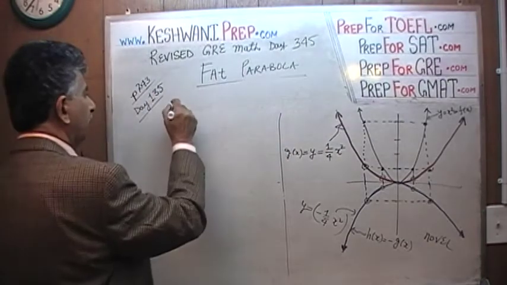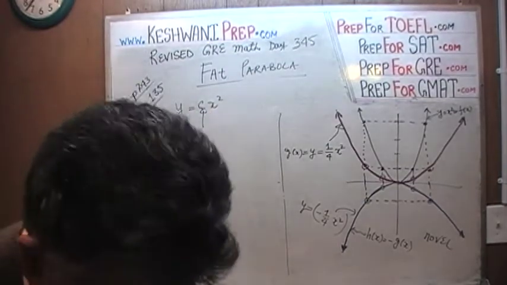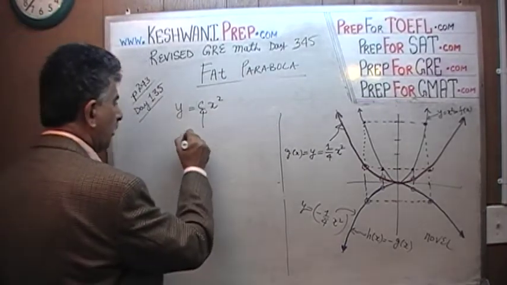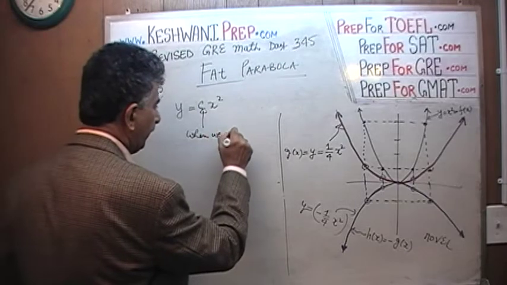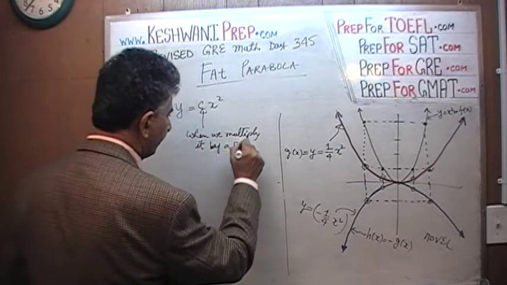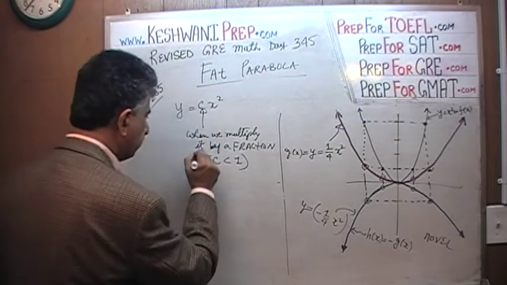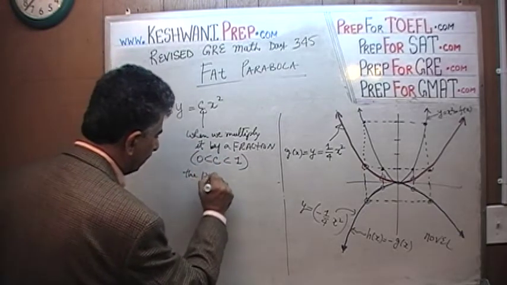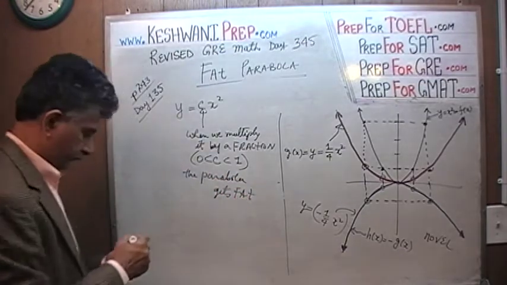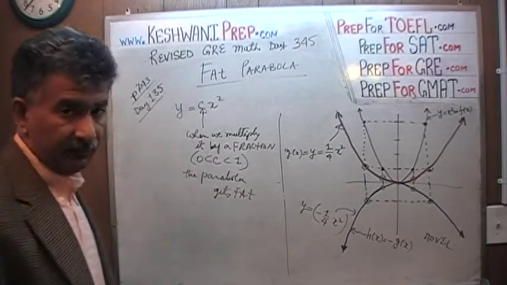So here is our original parabola, y is equal to x squared. When we multiply it by a fraction, that is, c is between 0 and 1, the parabola gets fat. What happens if we multiply it by something more than 1? Let's answer that question, shall we?